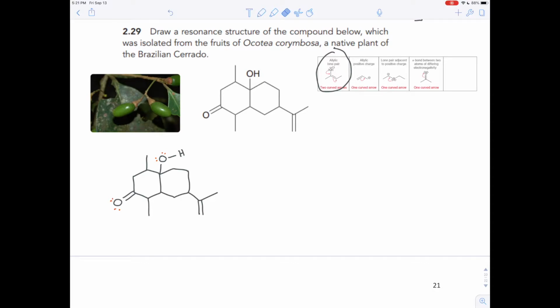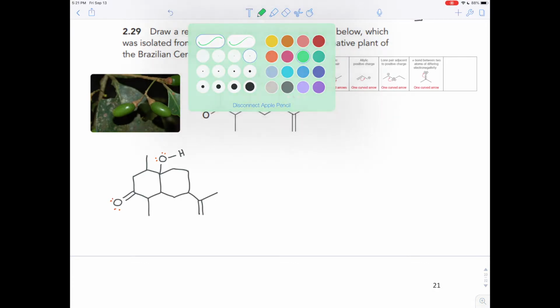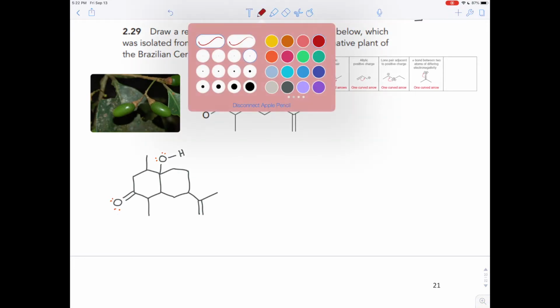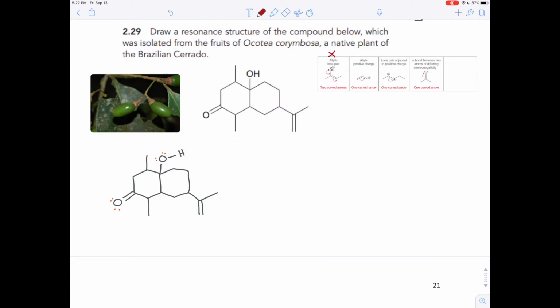Okay, are either of these lone pairs allylic? The lone pairs in this top oxygen are nowhere near a double bond. If you go one atom over, this atom is not involved in a double bond. So those are not allylic. The lone pairs at the bottom left are on an atom in a double bond. They're not one atom away, so those also are not allylic. And so we do not have this top resonance pattern. We have lone pairs, but none of the lone pairs are allylic lone pairs.